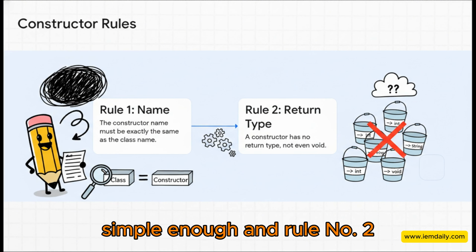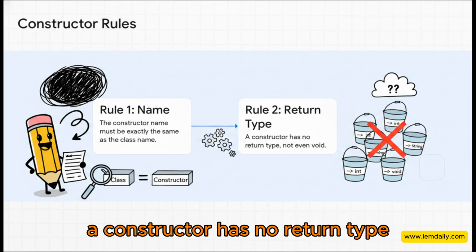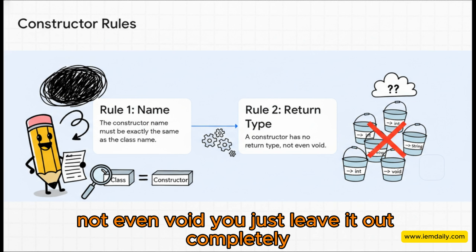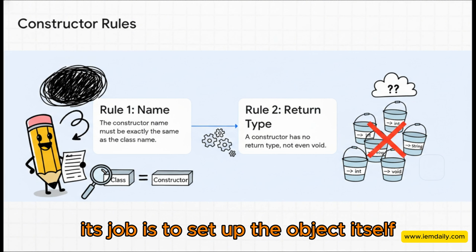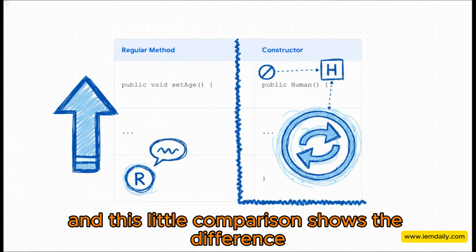And rule number 2, a constructor has no return type. Not even void. You just leave it out completely. Because its job isn't to send a value back. Its job is to set up the object itself. And this little comparison shows the difference perfectly.